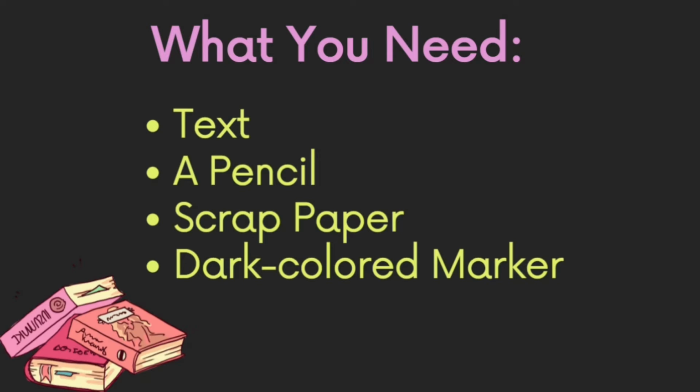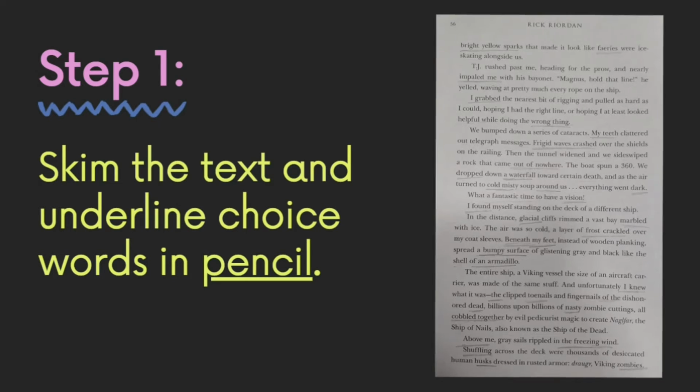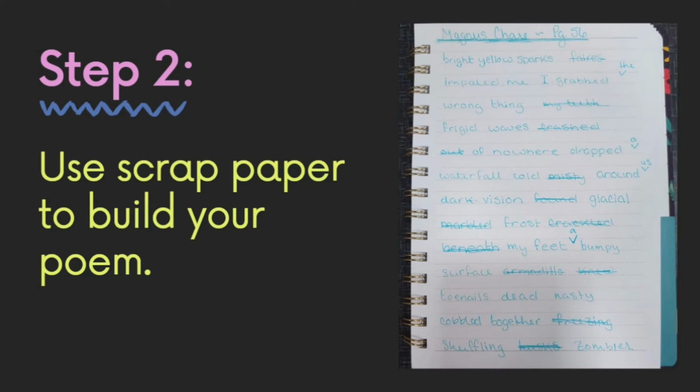To create your own blackout poetry, all you'll need is text. This can be pages from an old book or copies of the pages of a book, a magazine, or even newspapers, a pencil, scrap paper, and a dark colored marker. First, I like to start off by skimming the text I'd like to black out and just lightly underlining in pencil words I like or words that stand out to me. Then I write out those words on a scrap piece of paper and decide what I want to use to build my poem, and see where I might need to find some connecting words, a, and, the, its, in the text to use as well.